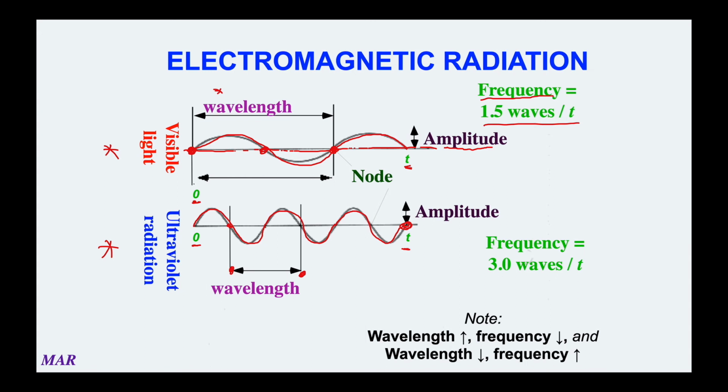So this leads into this part down here, which we're going to talk about more later. As the wavelength gets bigger, the frequency gets smaller. So the wavelength of visible light is longer, but the frequency number is smaller. And on the other hand, ultraviolet has a smaller wavelength, but it has a larger frequency. So as wavelength goes up, frequency goes down, or as wavelength goes down, frequency goes up. And those things will be helpful to us later on.